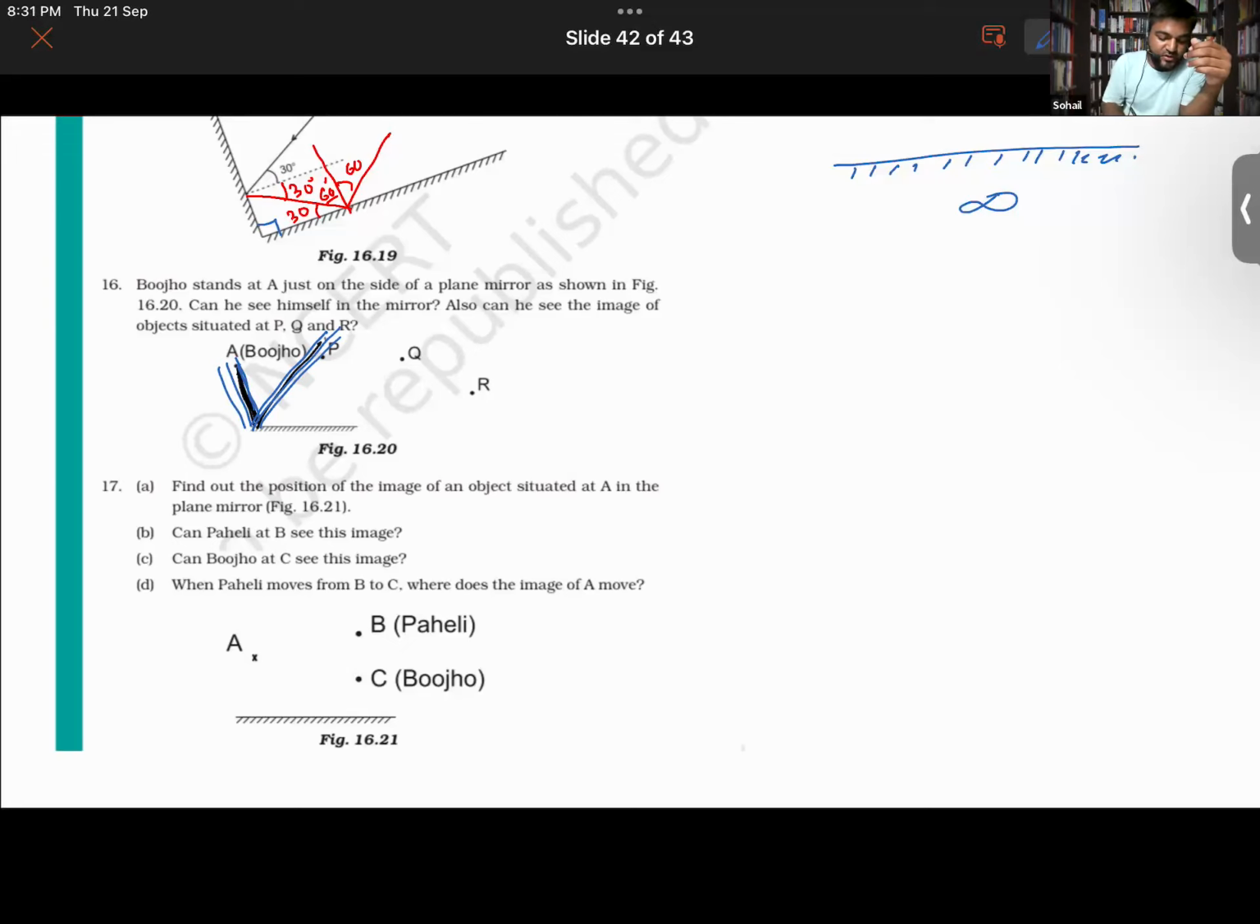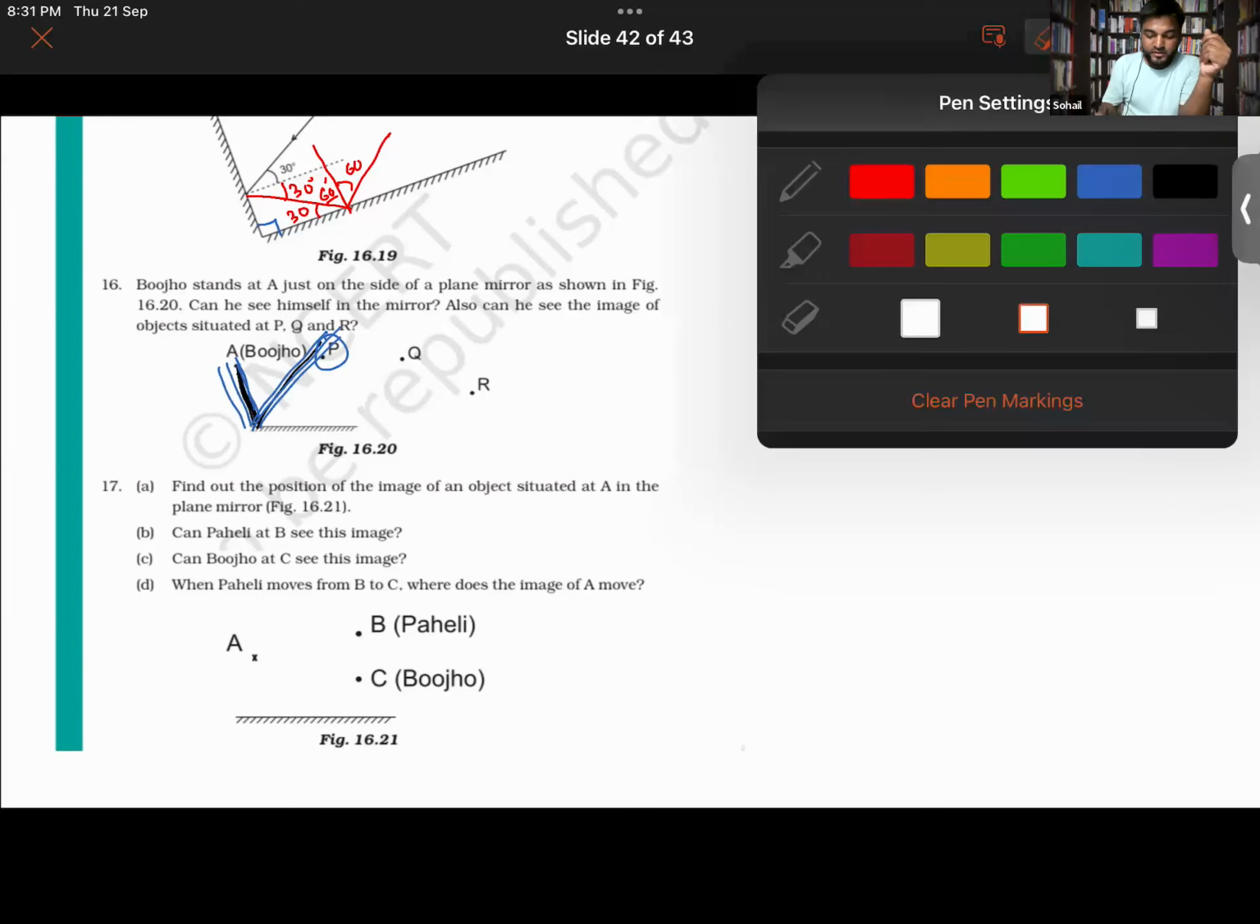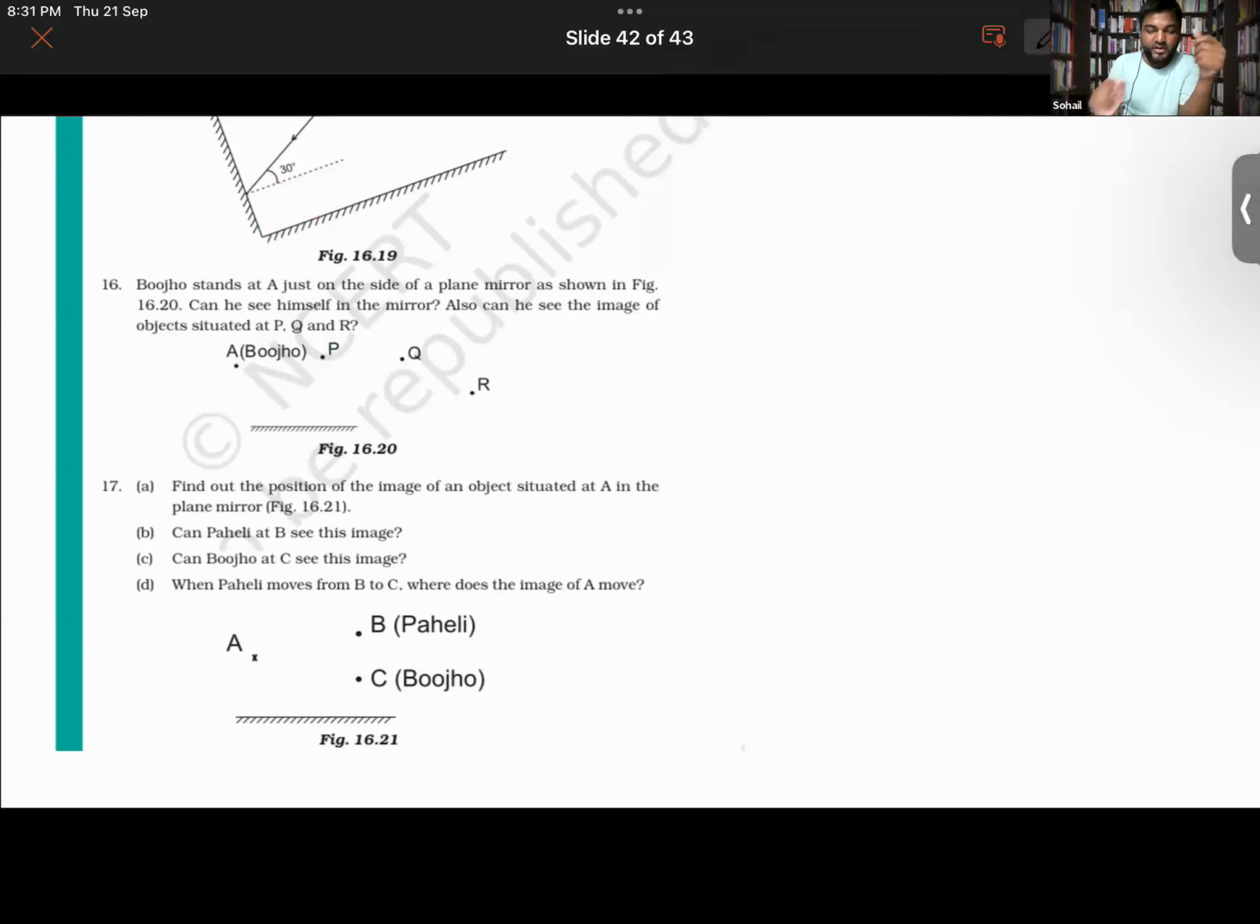But he can see the image of P. And for Q, the answer is a bit tricky. He can see it, because the rays come from this object and get reflected towards Buju. And for R, it's out of the radar, so it won't be seen by Buju.